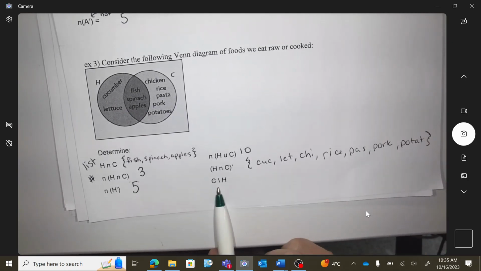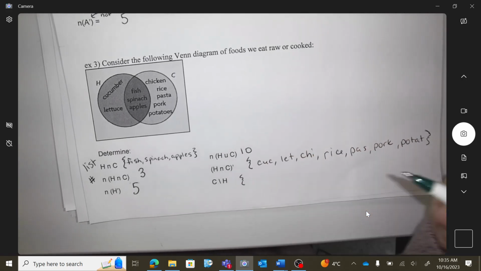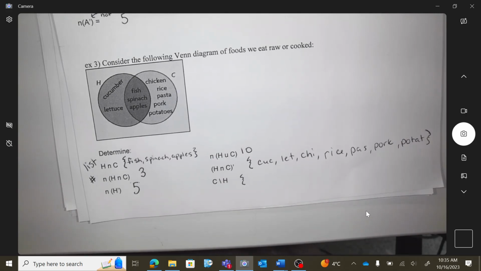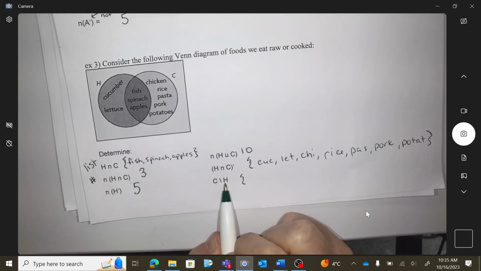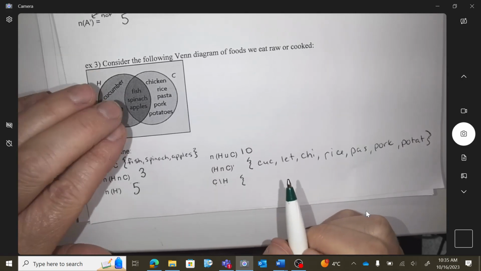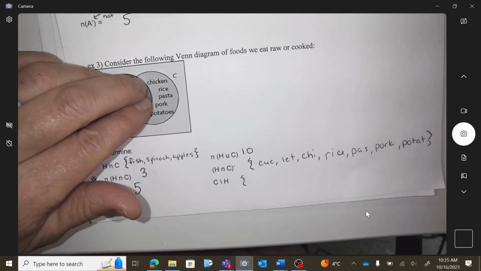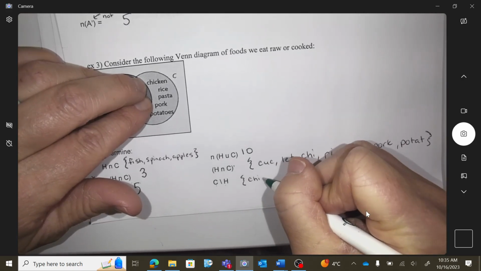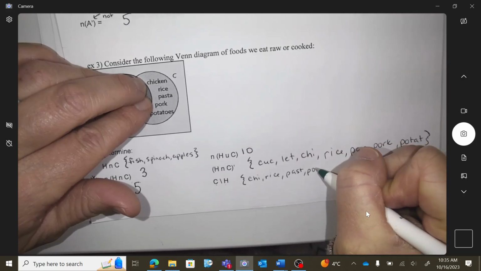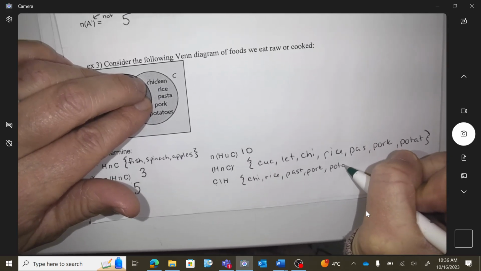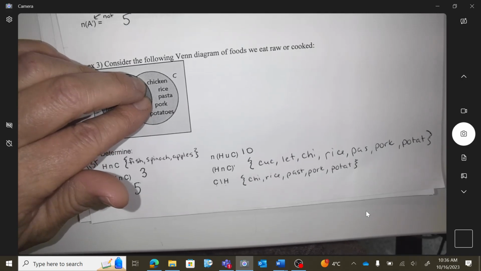Okay, and then this last one is, there's no N, so it's listing a set, list it. Okay, you're in C, but you're not allowed to be inside H. So I'm actually just going to cover the H up. So I'm in C, but I'm not allowed to be in the H, so there's 5 items, but I actually have to list them.